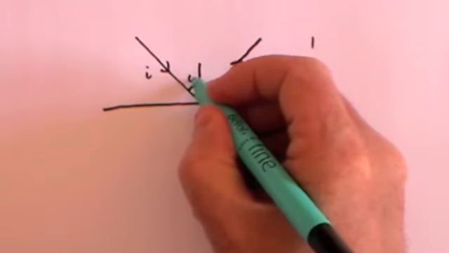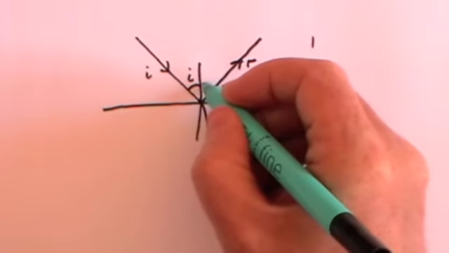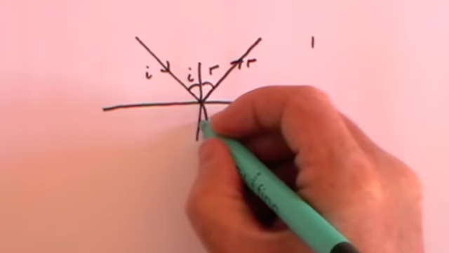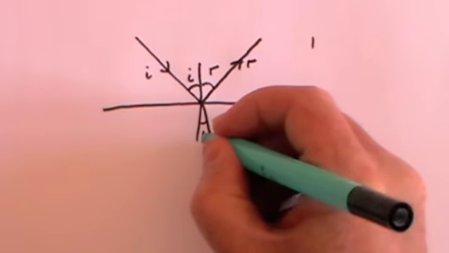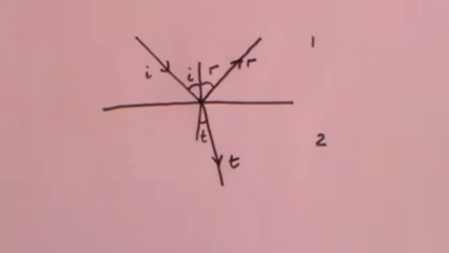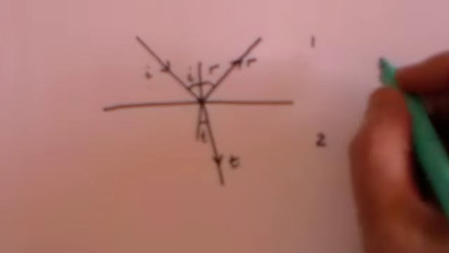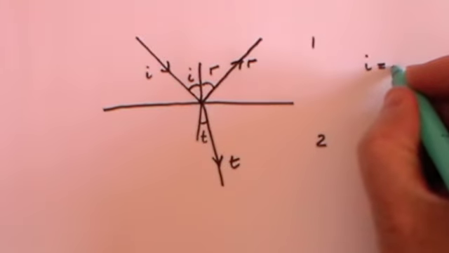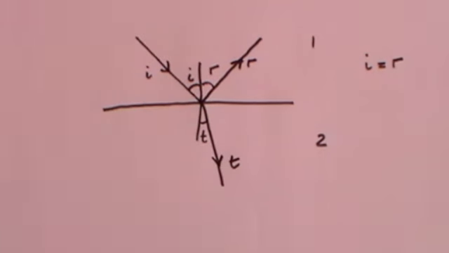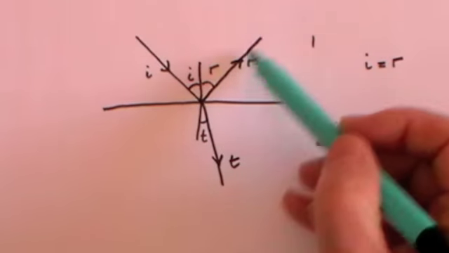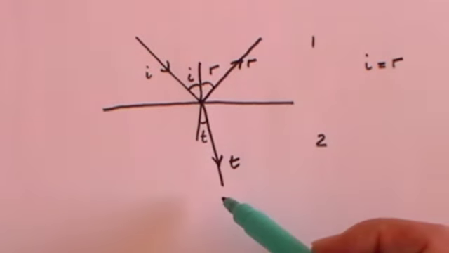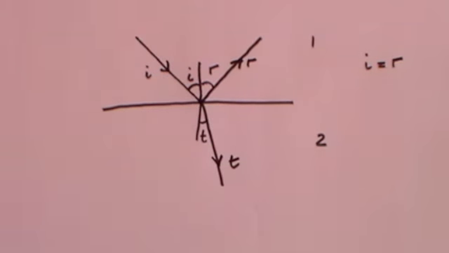The angle of incidence is angle I, the angle of reflection is angle R, and the angle of refraction or transmission is the angle T. And of course we know that the angle of incidence is equal to the angle of reflection, but not the angle of refraction. That is a fairly standard light ray diagram. These are the incident beams, reflected beams, and transmitted or refracted beams.